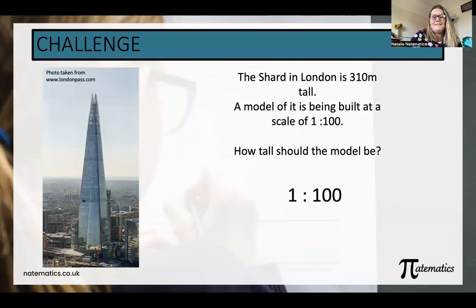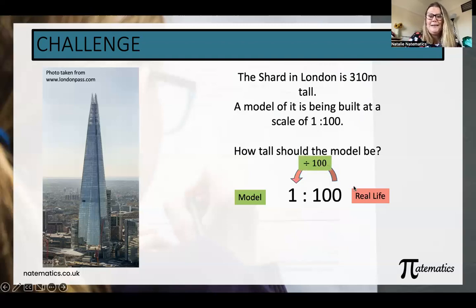So a quick go over this then. 1 to 100. The 100 is the real life part. So to convert into the model, we divide by 100. Obviously the biggest number is real life and the smallest number is the model. So it's like a little conversion. For every 1 unit in your model, it represents 100 of those units in real life. For example, 1 metre would be 100 metres in real life. So going from real life to model, you divide by 100.